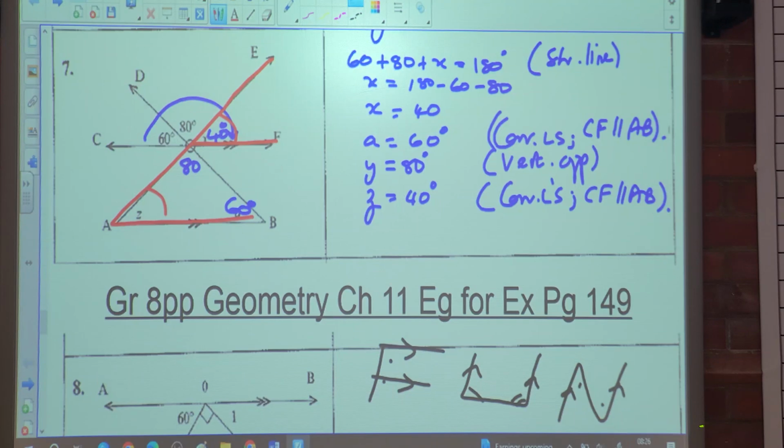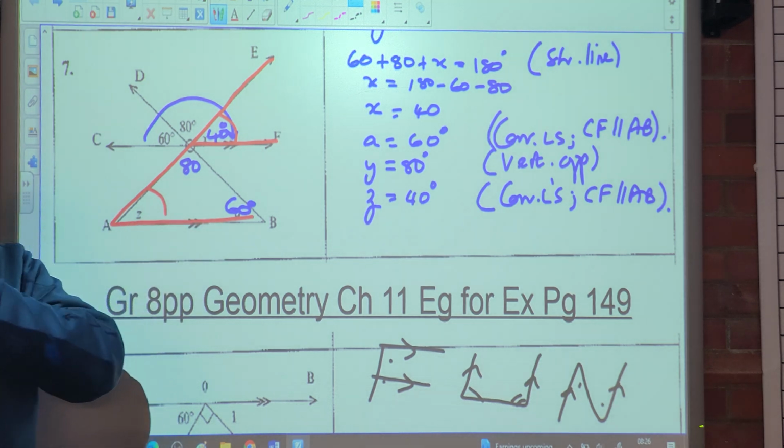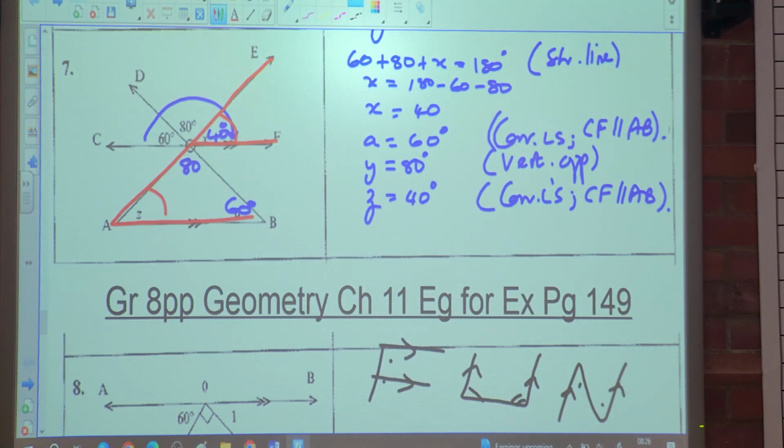But we're not there yet, though I know we know that angles in a triangle add up to 180. You could have used that as well. So Z plus 60 plus 80 is 180, angles in a triangle. Okay. But for this chapter, we're not going to use that. In Chapter 11, there are no triangles, or you're not supposed to have been exposed to triangles as yet.